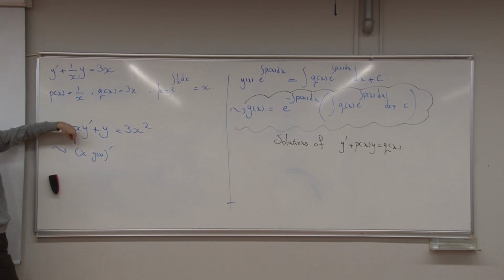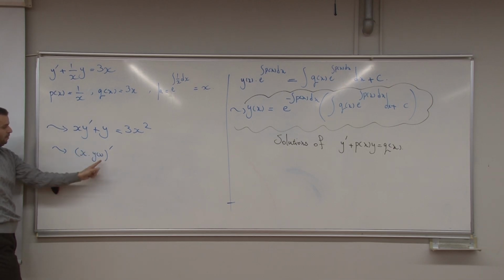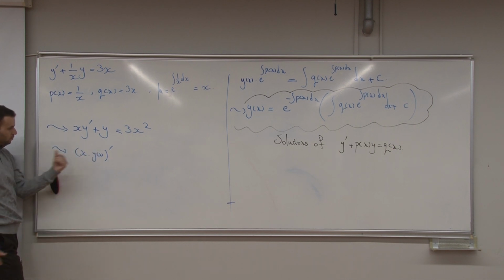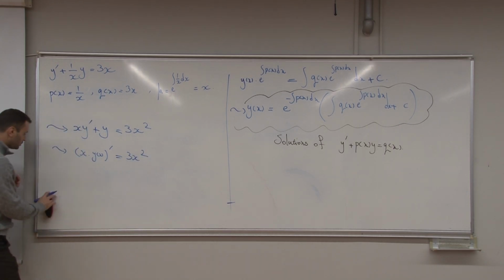Is this the derivative of x times y? Derivative of the first one multiplied by the second, which means y of x, plus derivative of the second one, y prime, multiplied by the first one, x y prime. This is equal to 3x to the power of 2.